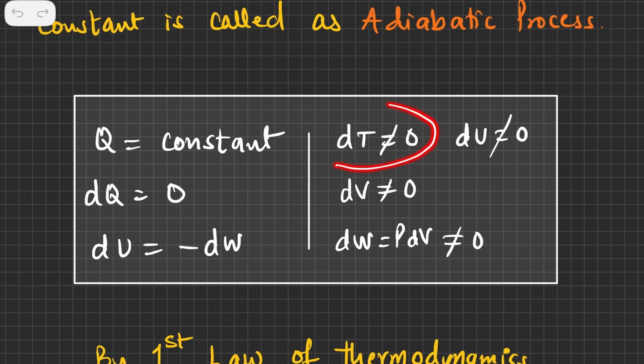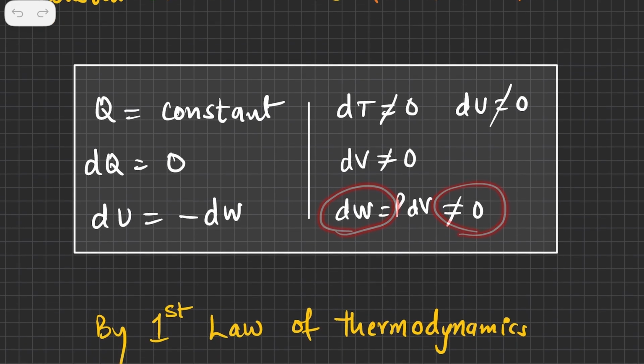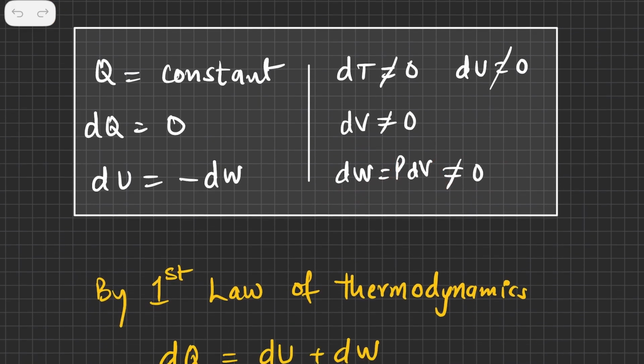Here the temperature is not constant, so change in temperature is non-zero. So change in internal energy is non-zero, and change in volume is also not zero, so the work done will also be not equal to 0. So these are the technicalities of an adiabatic process.